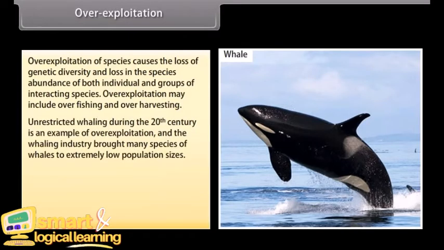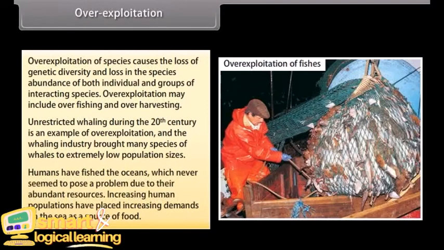Unrestricted whaling during the 20th century is an example of overexploitation, and the whaling industry brought many species of whales to extremely low population sizes. Humans have fished the oceans, which never seemed to pose a problem due to their abundant resources. Increasing human populations have placed increasing demands on the sea as a source of food.